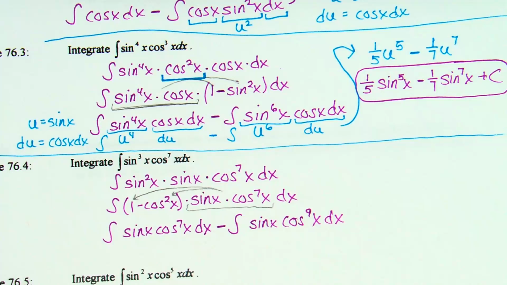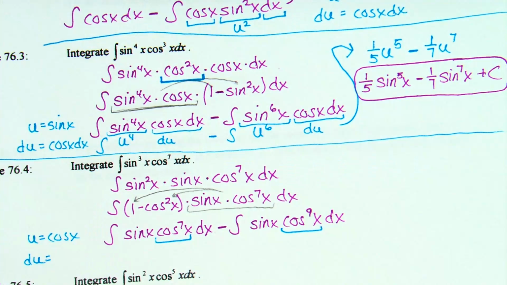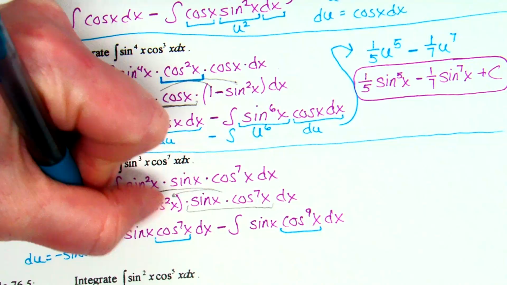Where do I need the u? On whatever has the power, yes? So I'm going to use u as cosine x. If u is cosine x, then what's du? Derivative of cosine is negative sine x dx. So cosine to the 7th x is really u to the 7th. Cosine to the 9th x is u to the 9th.